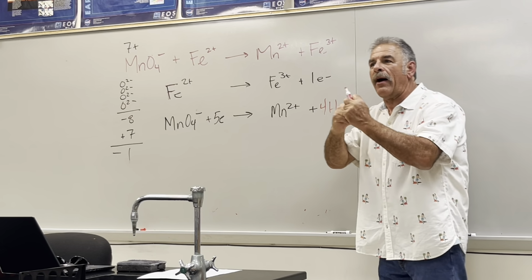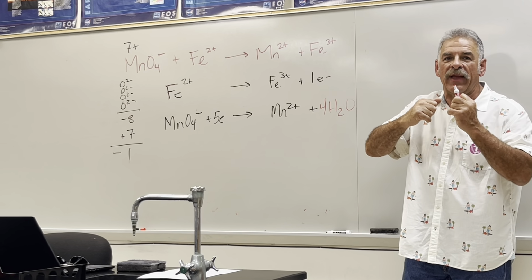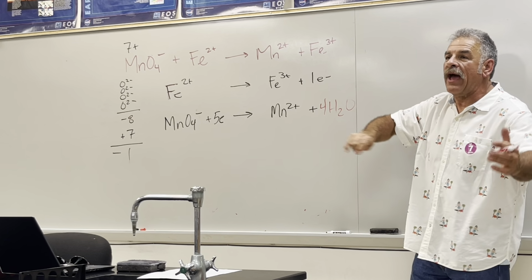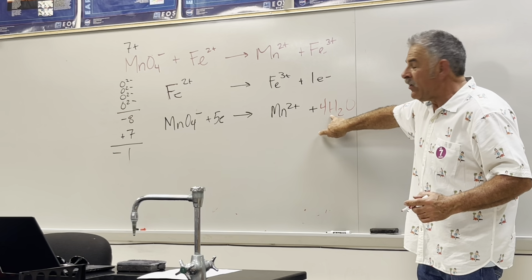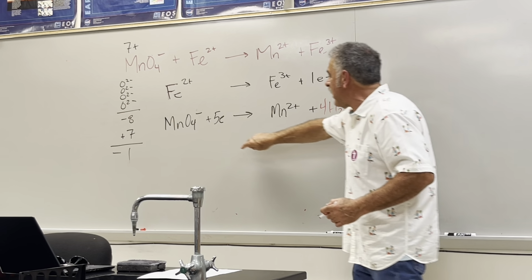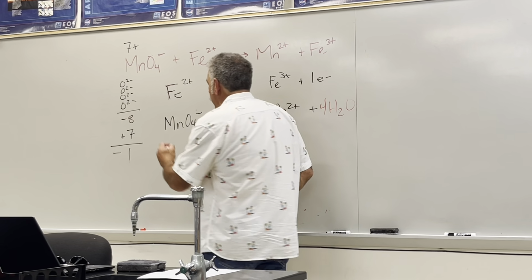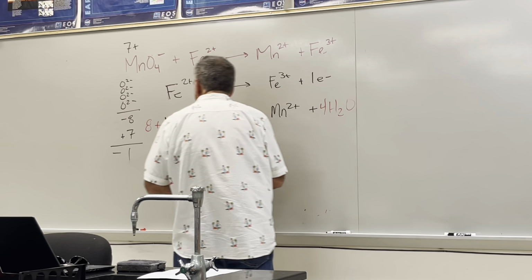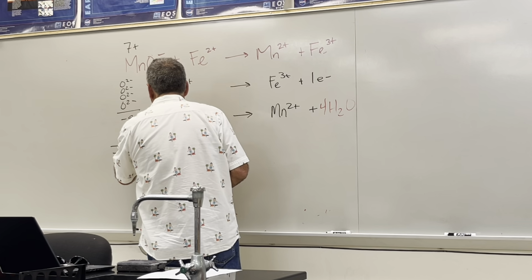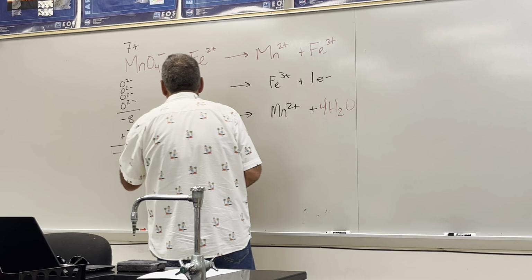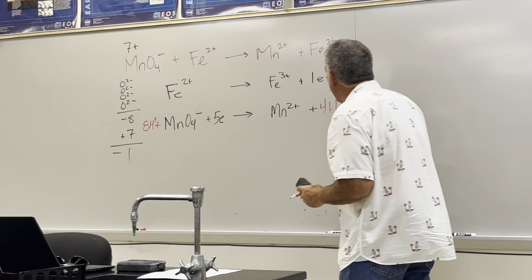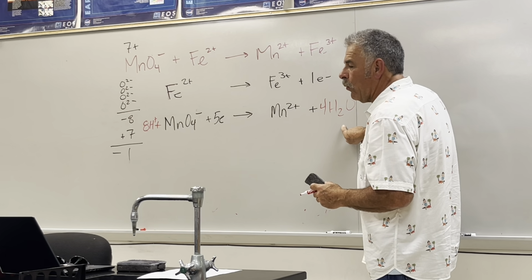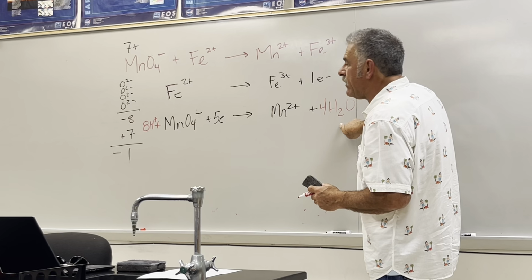Remember, we can't break up any compound that we have. We can't just put a 4 in here. We have to put it up front. Now how many hydrogens do we have? We have 8 hydrogens on this side, but we don't have any on this side, so we have to add 8 hydrogens. All right, so we're getting there. Now we need to balance out what now?